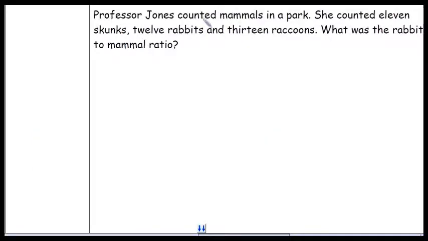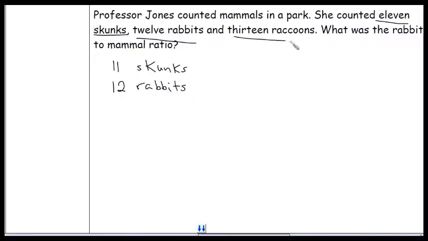But we do know that they have 11 skunks. So if I were you, I would write this information. And actually, I want you to write this information down like I'm about to, because this way you don't miss any information. So 11 skunks, and then we have 12 rabbits. Make sure you write those numbers as numbers, not as words like they give to us here. That's sometimes confusing to some of us. So 12 rabbits and then 13 raccoons.